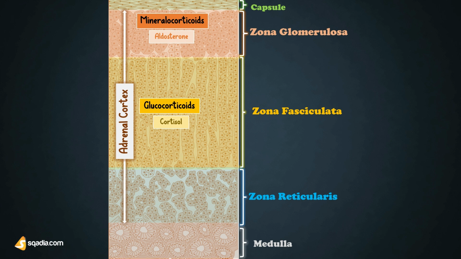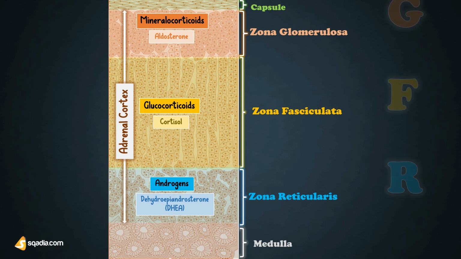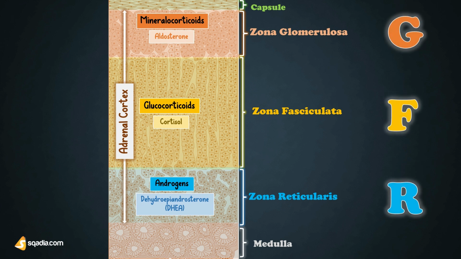And the inner zone, known as the zona reticularis, secretes hormones named androgens, such as dehydroepiandrosterone, or DHEA, which is later converted into testosterone and estrogen. A quick memorization tip for these layers is the word G, F, R.